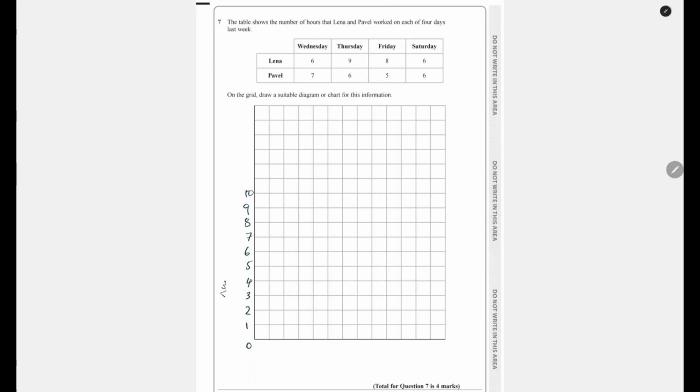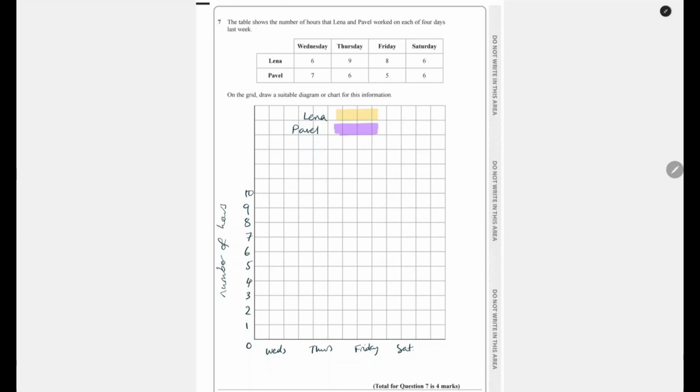So this is the number of hours. And we have the days of the week at the bottom. So this is Wednesday, Thursday, Friday, and Saturday. Now, as we're showing information for two different people, we need to make sure that we have a key for them. And so we'll have Lena in gold bars and Pavel in, say, purple.